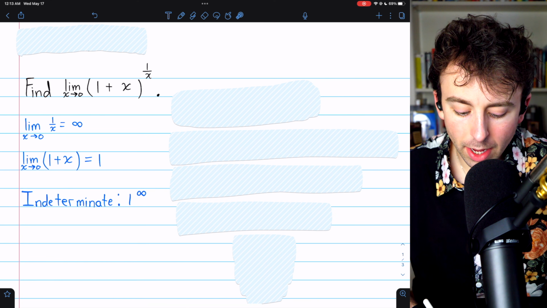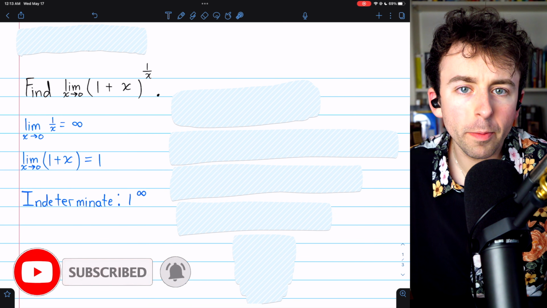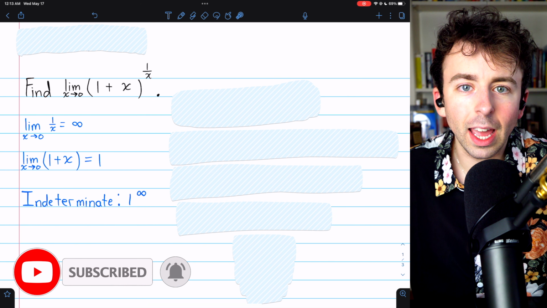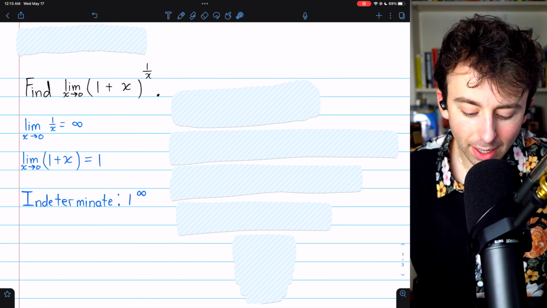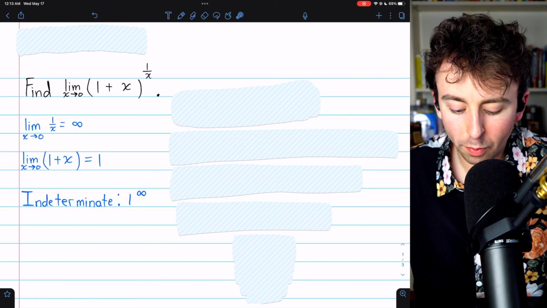What is the limit of 1 plus x to the 1 over x as x approaches 0? First, we might want to investigate what form this limit is in. There's kind of two pieces here, 1 plus x, and then the power 1 over x.